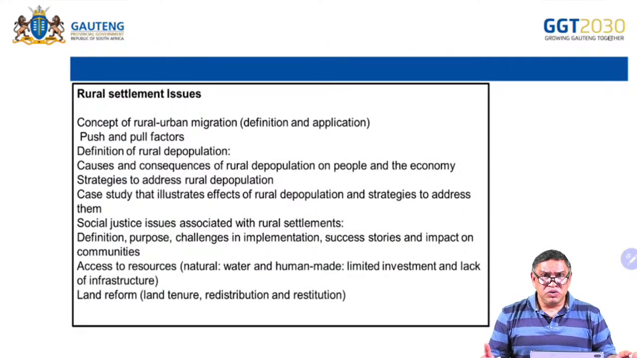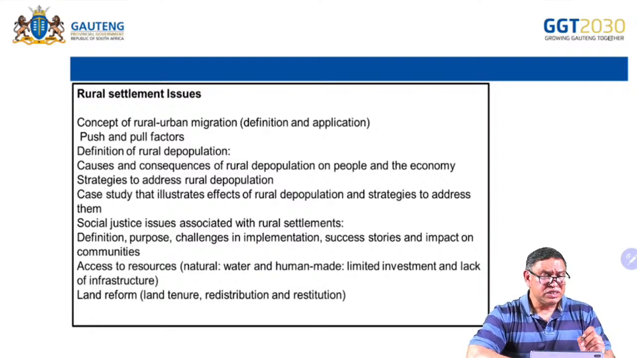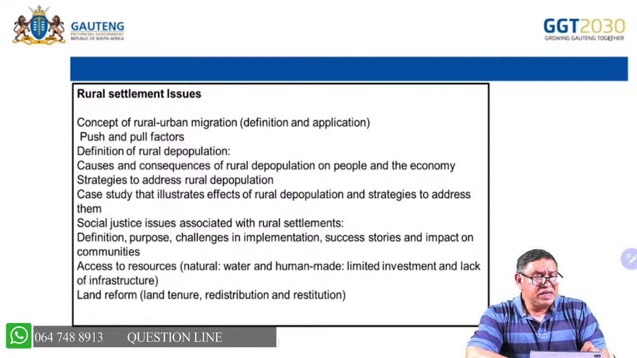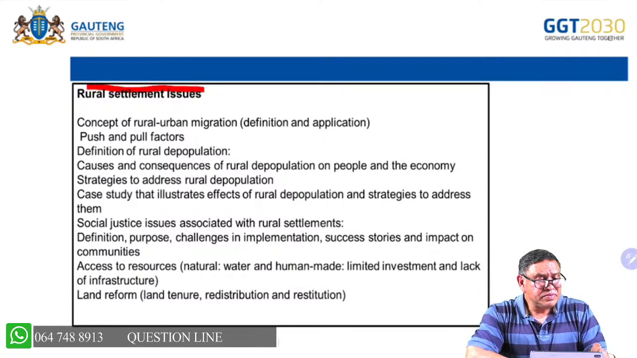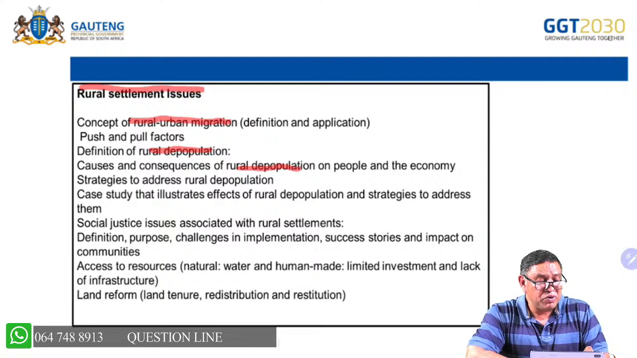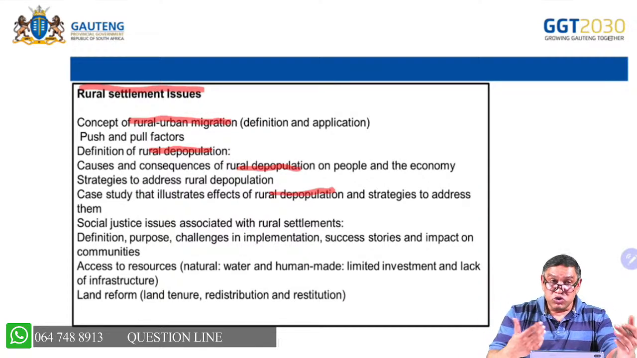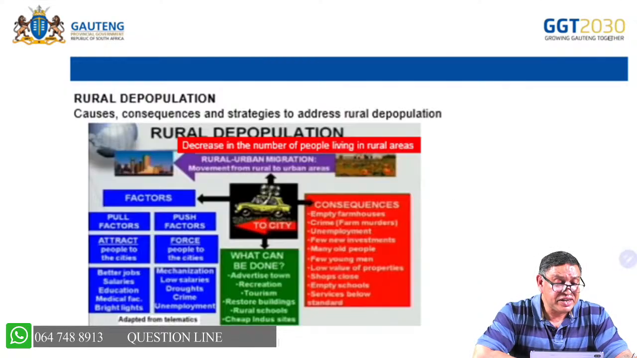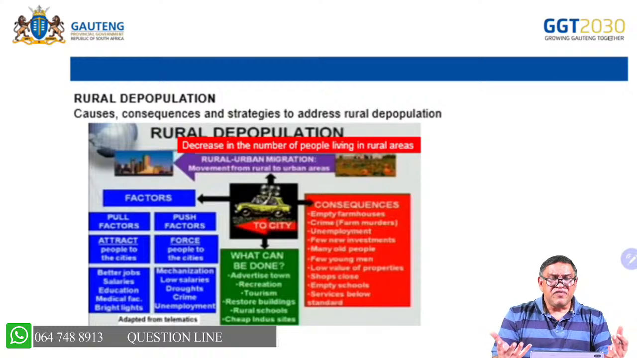Rural settlement issues, all right? Rural settlement issues. When we look at these issues here, that's where we bring in all these: rural-urban migration, rural depopulation, consequences of rural depopulation, effects of rural depopulation, social justice issues, and these factors. So take factors and relate them, all right?